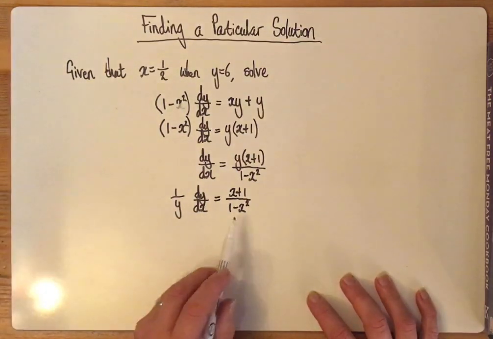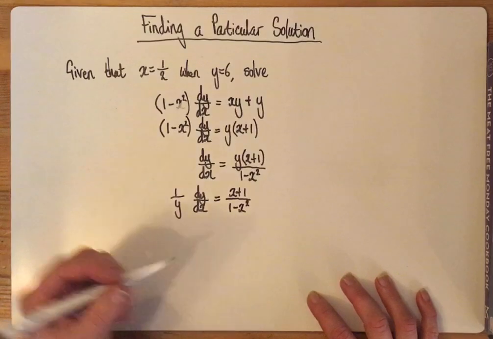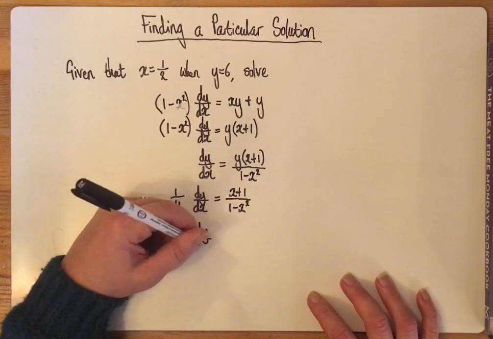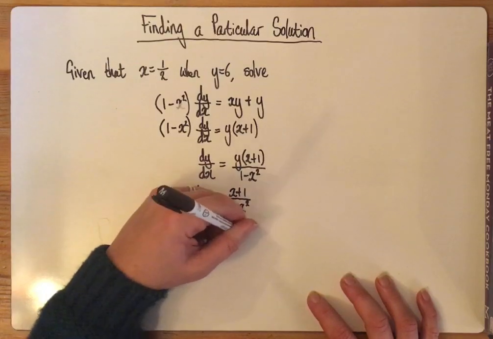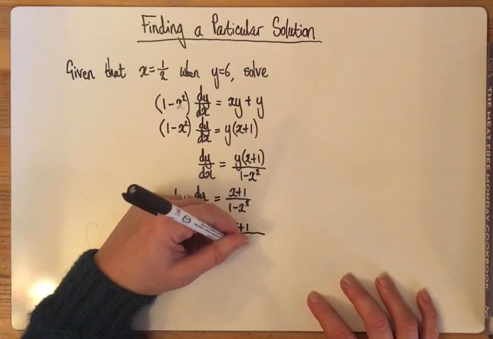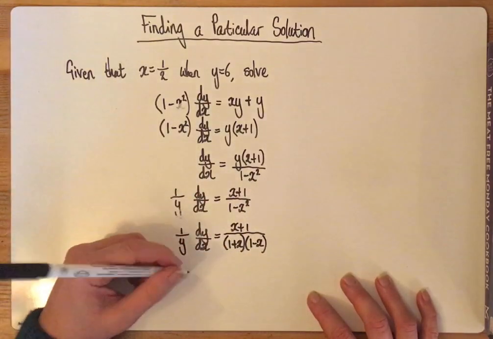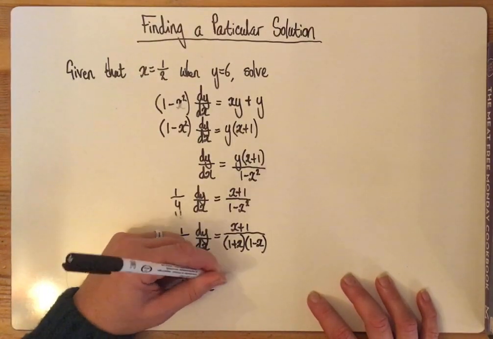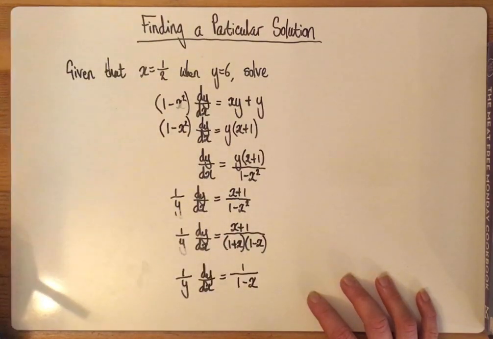And then always, if you have a difference of 2 squares in a maths question, just think, if I factorise that, is that going to make my life easier? So as soon as you see a difference of 2 squares, think about factorising. And to cancel down a fraction, you need to get it in factorised form anyway. So x plus 1 over 1 plus x, 1 minus x, and then these are cancelling off. So 1 over y dy dx is equal to 1 over 1 minus x. So that's all looking a little bit more straightforward.